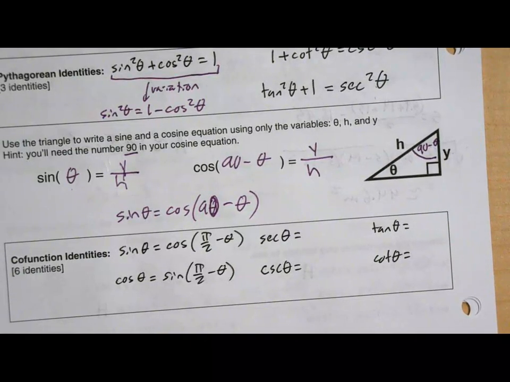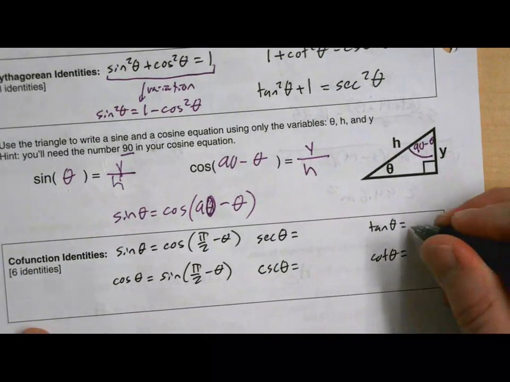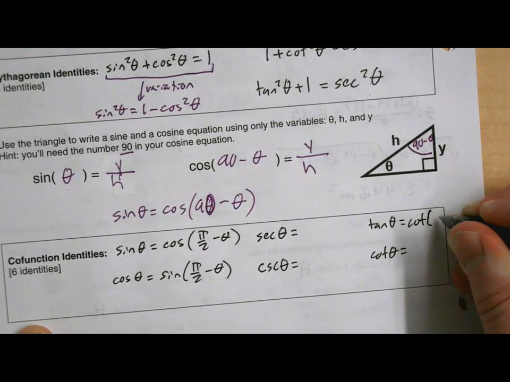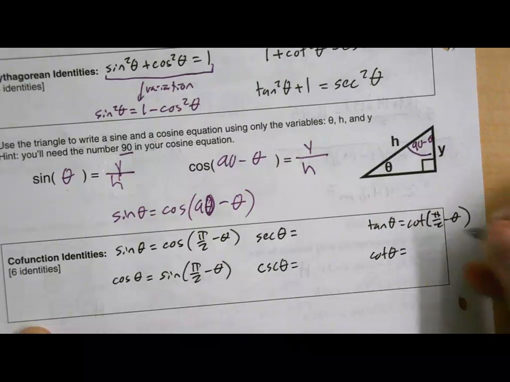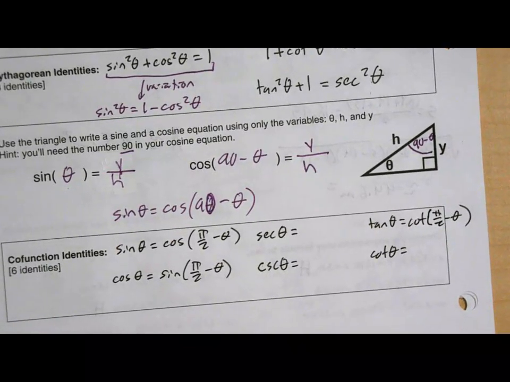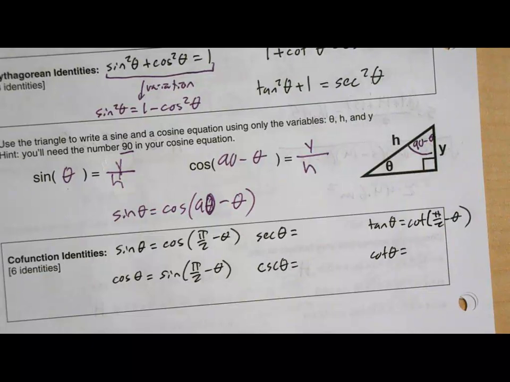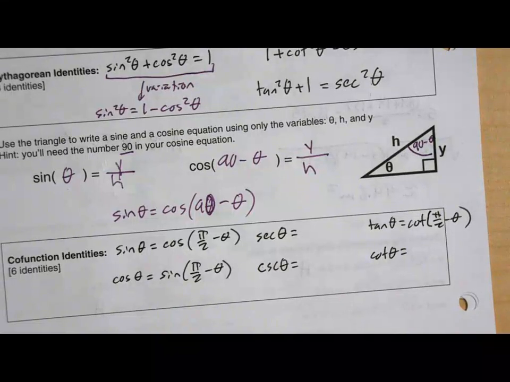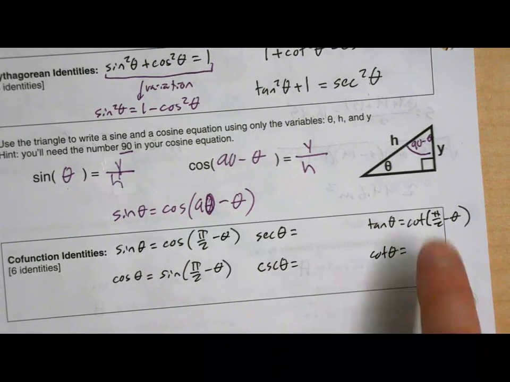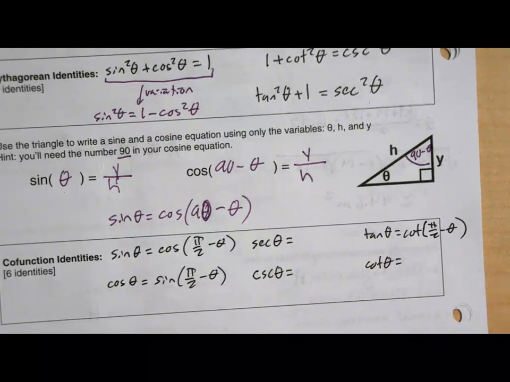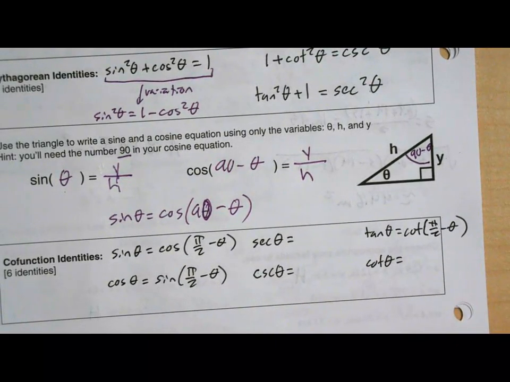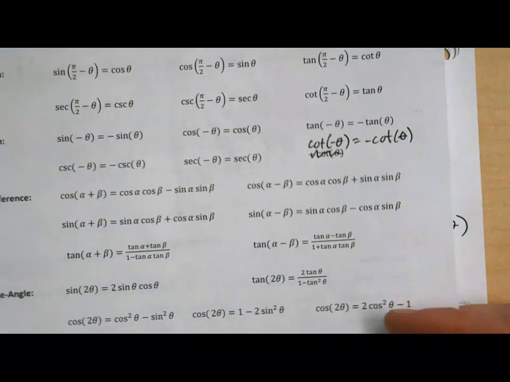Yeah, tangent theta is equal to cotangent of pi over 2 minus theta. So it's just the cofunction of an angle is always equal to the function of the same angle, but pi over 2 minus that angle. All good? And then cotangent would be the same idea. And these are all on your sheet.